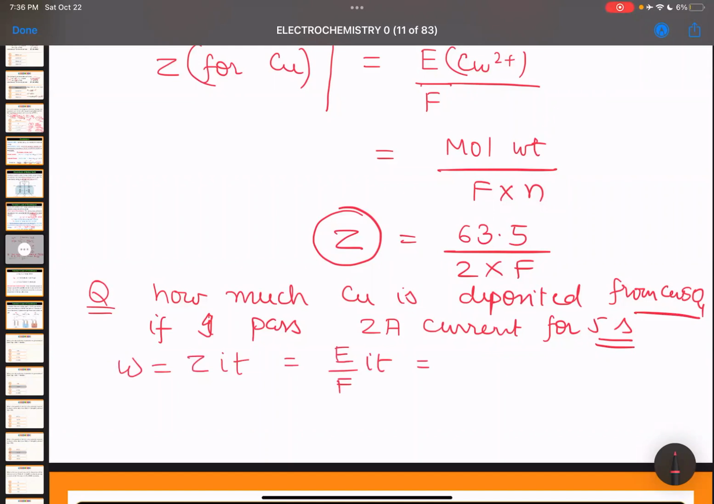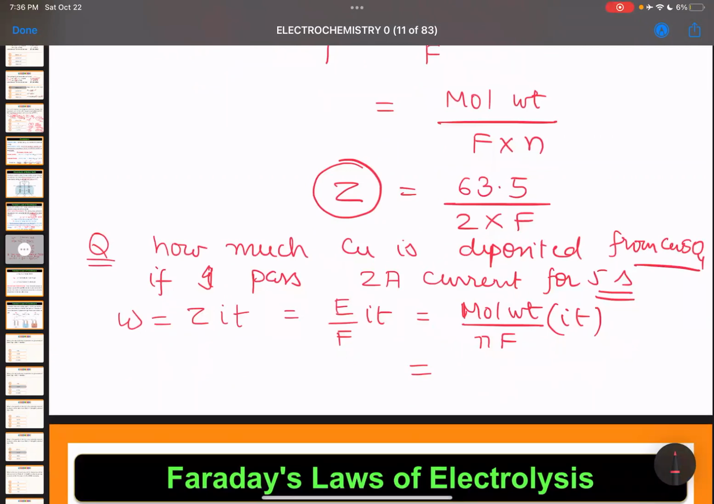W equal to E, the equivalent weight, which is molecular weight over N F, into IT. So what is the molecular weight of copper? 63.5, that I've given already to you. From copper sulfate, copper is +2.